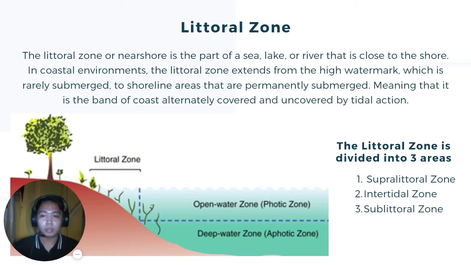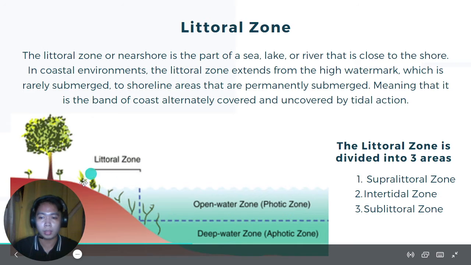So the littoral zone or near shore zone is the part of the sea, lake, or river that is close to the shore. In coastal environment, the littoral zone extends from the high water mark, which is rarely submerged, to shoreline areas that are permanently submerged, meaning that it is the band of coast alternately covered and uncovered by tidal action. So the littoral zone is the area of the ocean near the shore, like this one.